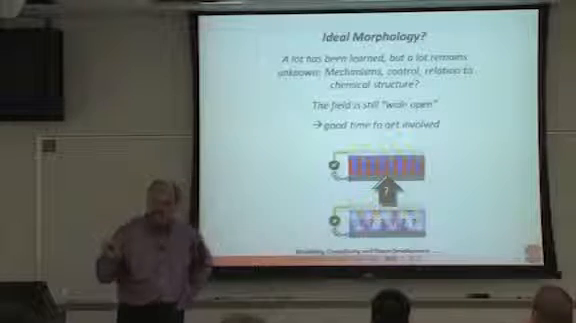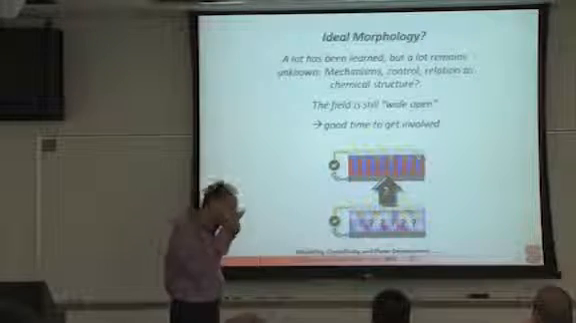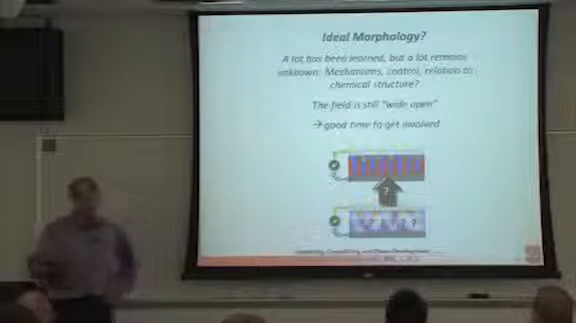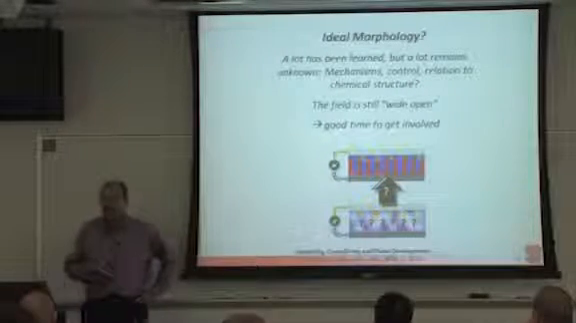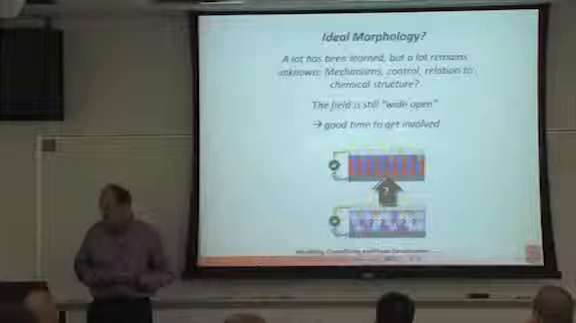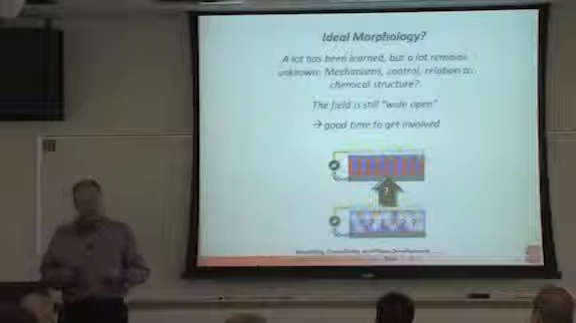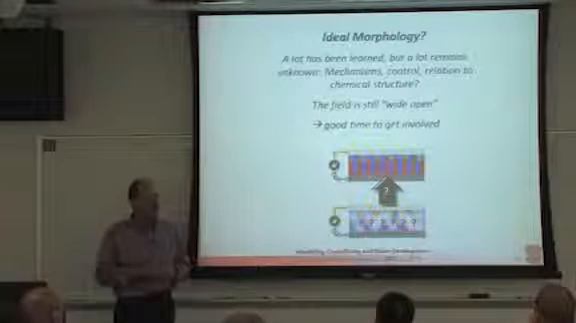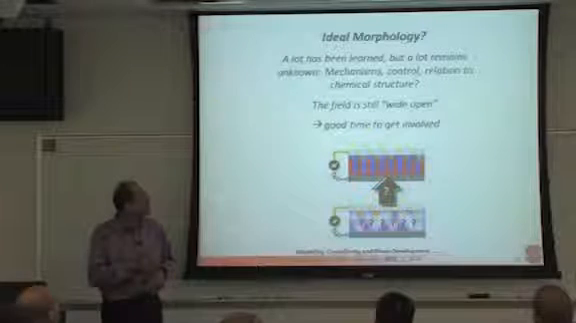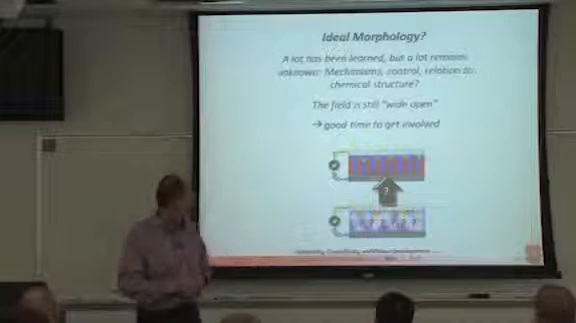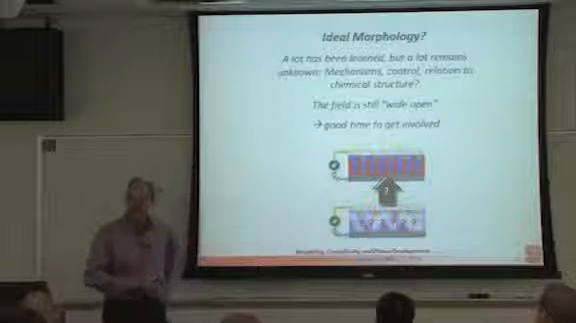Coming back to the ideal morphology, I'm not sure we've figured that out yet. Okay, we've learned a lot, but a lot still remains unknown, both in terms of the mechanisms, how the morphologies get created, how we control it, how it relates to the chemical structure. So the field is, from the morphology perspective, wide open. Even the photophysics is wide open. So I think this is still a good time to get involved.